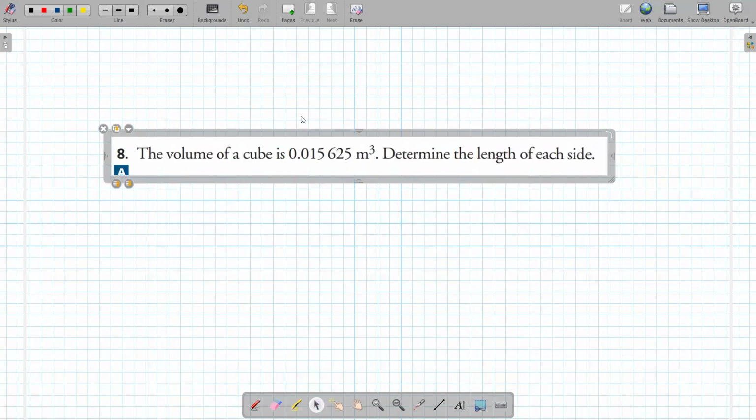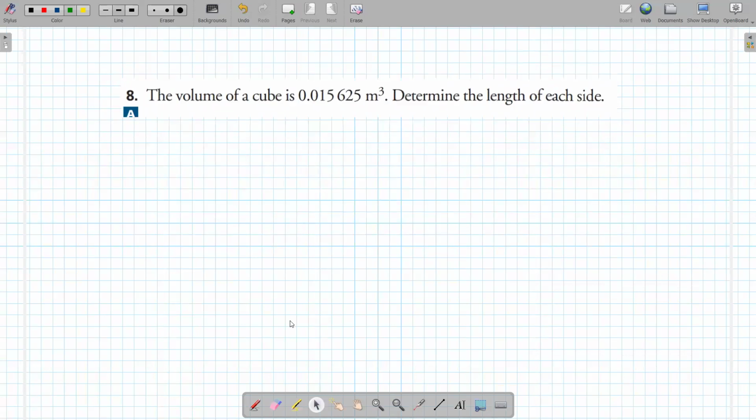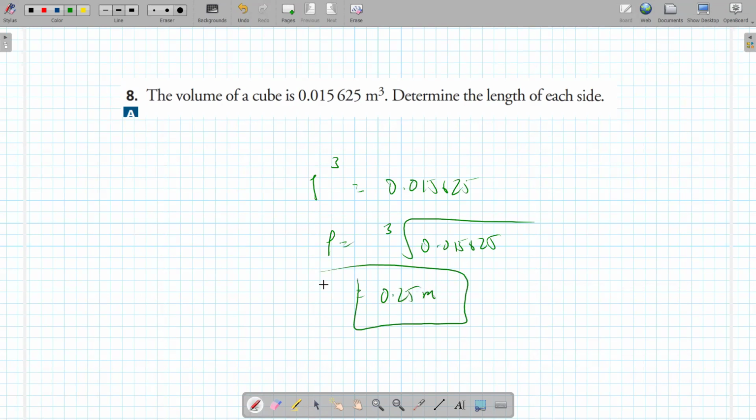You see this question. You have a cube, you're given its volume. The question is to find the side length. What's the formula for the volume of a cube? Side cubed. So you can treat this as L cubed or S cubed. And then you cube root both sides, right? Mm-hmm. And what is the cube root of that? 0.015625 to the power of 1 over 3. So 0.25 meters. So that's the side length. And you're done.